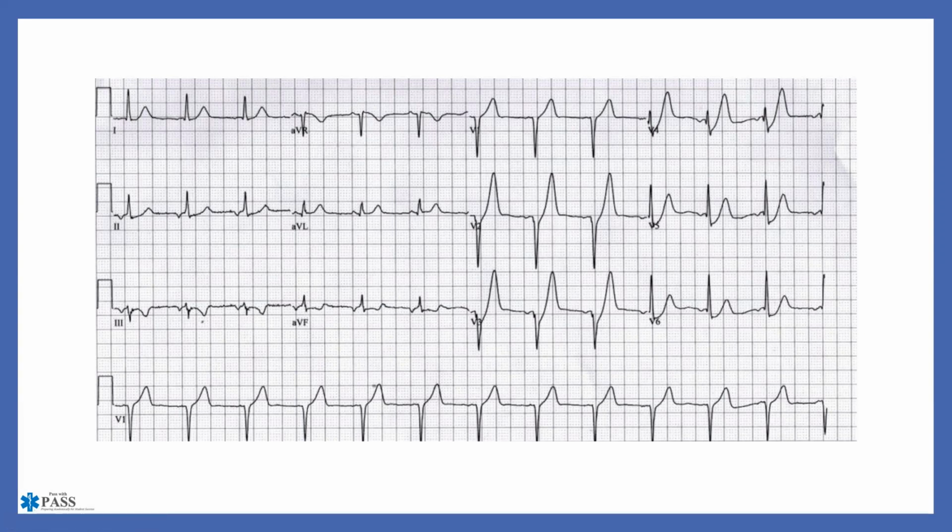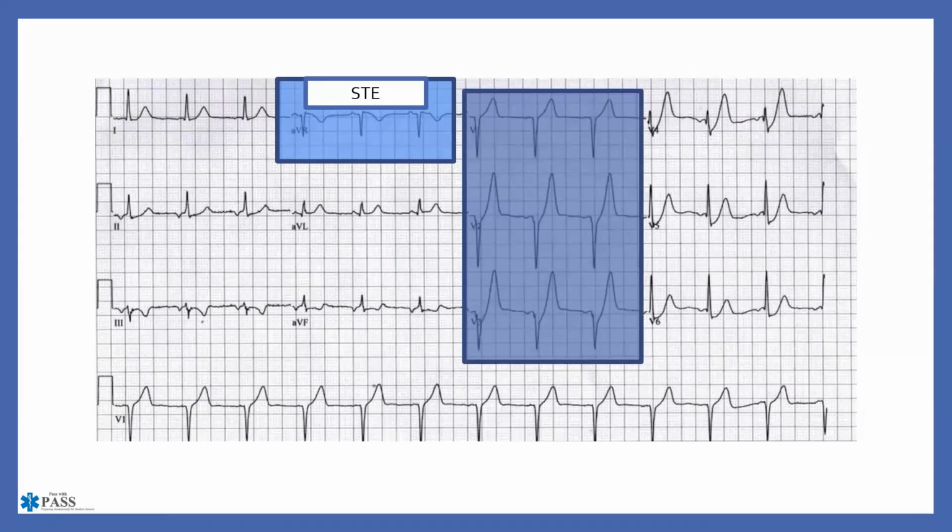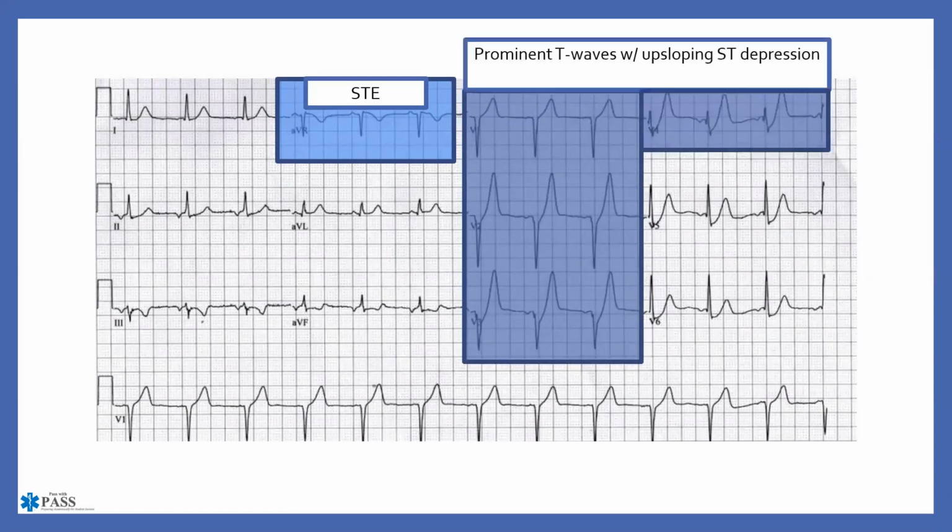So this is an indication that this patient has positive De Winter's T waves. And that is an indication clearly that this person is a good candidate for immediate reperfusion. So there's my ST segment elevation. And then here are the prominent T waves with my upsloping ST segment depression.